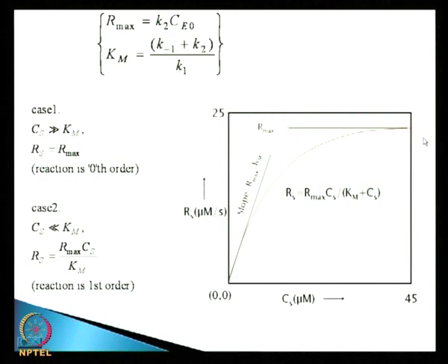You evaluate the Rmax from the top asymptote and the Km from the bottom asymptote and figure it out. That is one way of doing asymptotic analysis. Can you tell me what other ways could be there, apart from asymptotic analysis, if I want to use the whole range? Here I am not using the whole range. Plot 1 by R versus 1 by C.